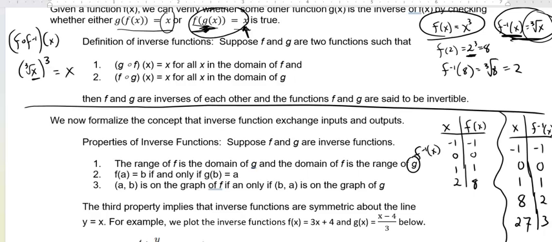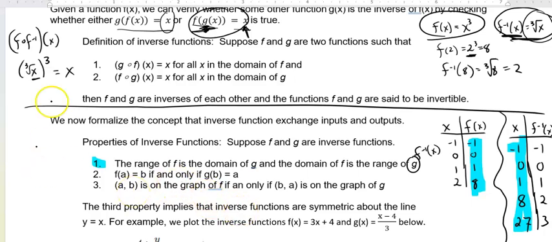And look what we got here. The outputs of my function f are the inputs of my function f inverse, right? These match up. And that's what this first property is saying: the range of f is the domain of f inverse, or g. Okay, another important property for our inverse functions. So let's see what else we got.